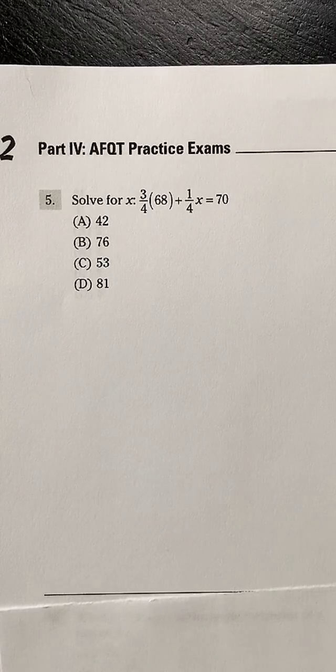So take a look at number 5. Solve for x. We have 3/4 of 68 plus 1/4 x equals 70. So if we want to solve for x, is x A, 42, B, 76, C, 53, or D, 81? All right, so let's go. And if you're not sure, that's fine.